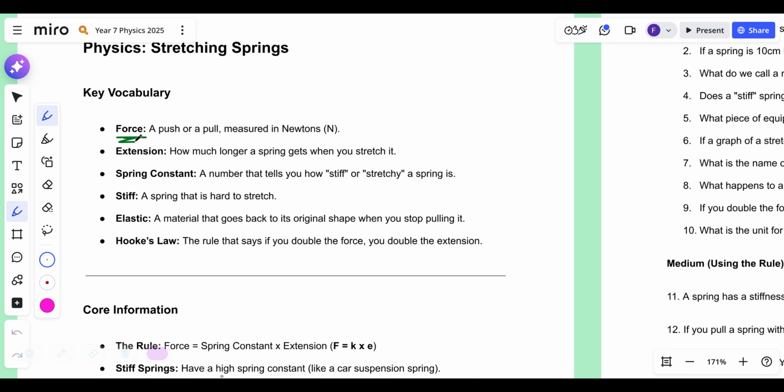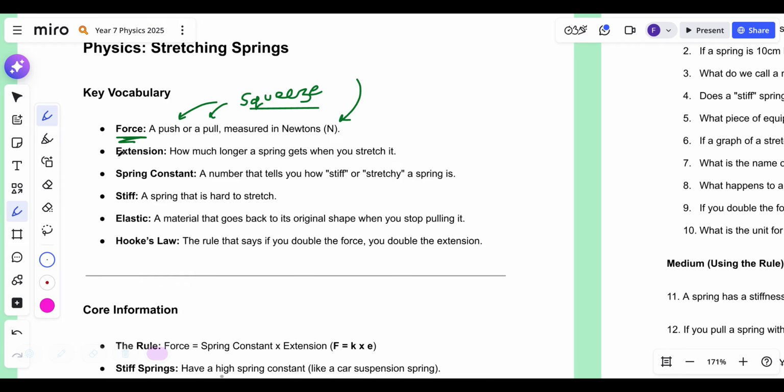So, I'm going to go through the keywords. A force is a push or a pull. Or even if you think when you squeeze something, you're pushing them together. So, when you push or pull something, it is a force. That's it. The units are newtons after Sir Isaac Newton.